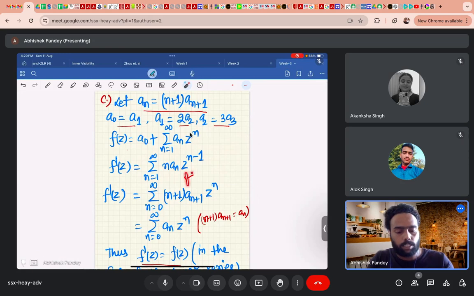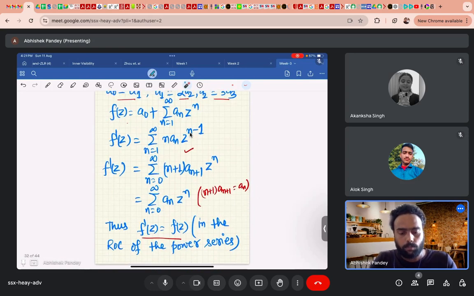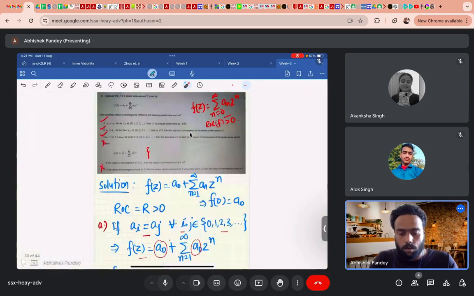So these two power series are the same, this and this. Is it clear? I mean the coefficients are the same. So what is this one now? This one is nothing but this one, since (n+1) a_{n+1} is nothing but a_n. So the derivative of f is again the same power series. Okay, is it clear? So this is fine.